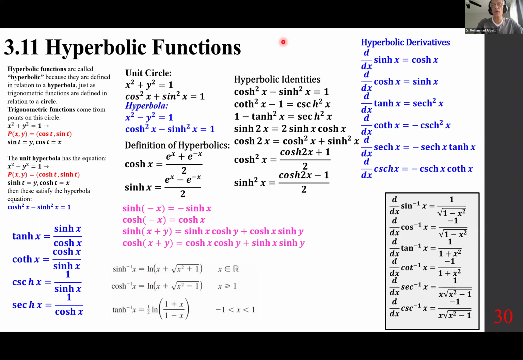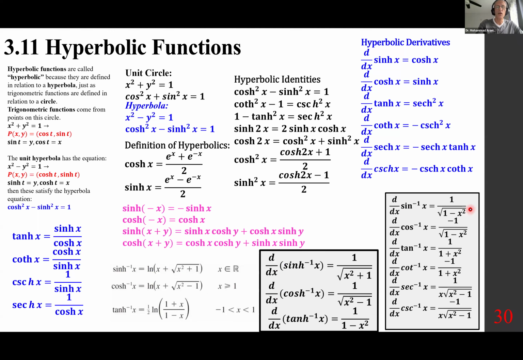Now, for example, the derivative of sine inverse of x was 1 over the square root of 1 minus x squared. Now the derivative of sinh inverse of x is 1 over the square root of x squared plus 1, slightly different. And the derivative of cosh inverse is 1 over the square root of x squared minus 1. And the derivative of hyperbolic tangent inverse is 1 over 1 minus x squared. So some clear differences.